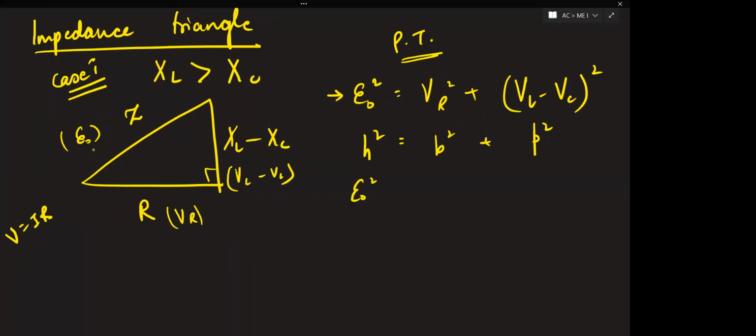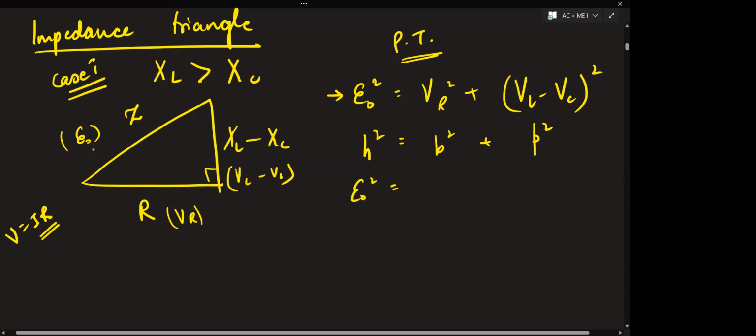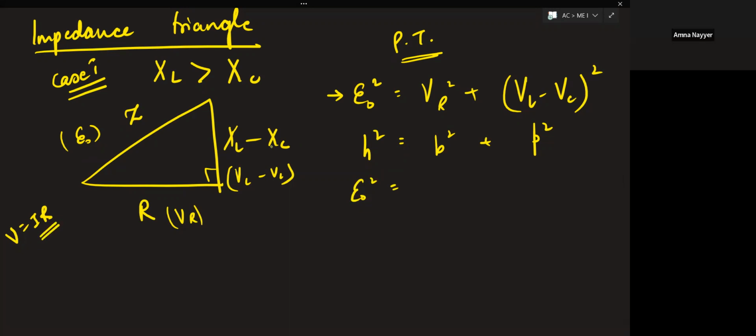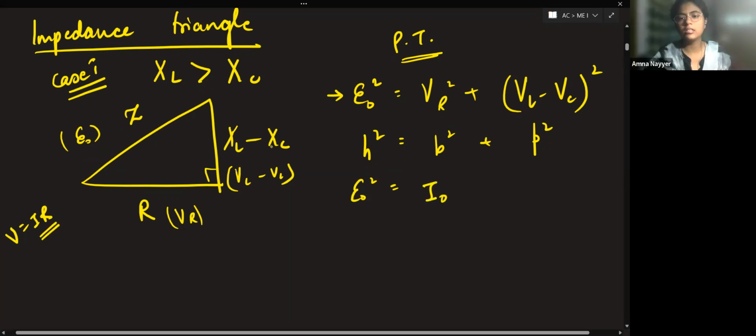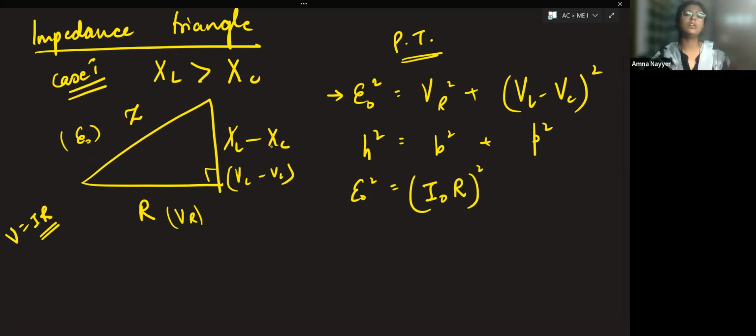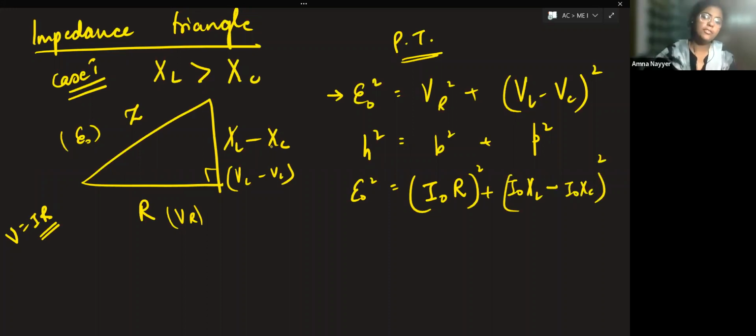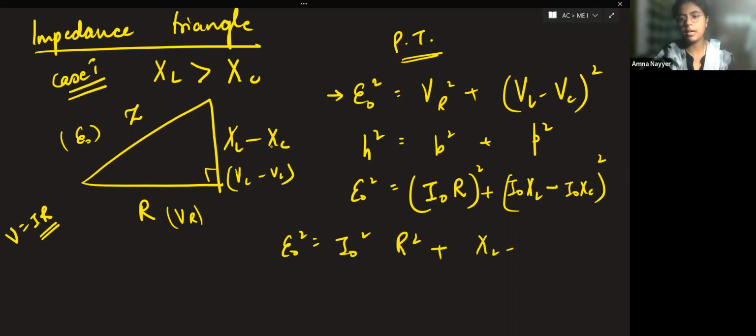So this is E naught square. Now VR we can write as I into R, because current is I and resistance is R. So this is I naught multiplied by R, this whole square. VR can be written as I naught R, and VL minus VC, so plus VL can be written as I naught XL minus I naught XC, whole square for you. Now see, from all these terms we can take one thing common, that is I naught square. What is left? R square plus XL minus XC whole square is left, right?